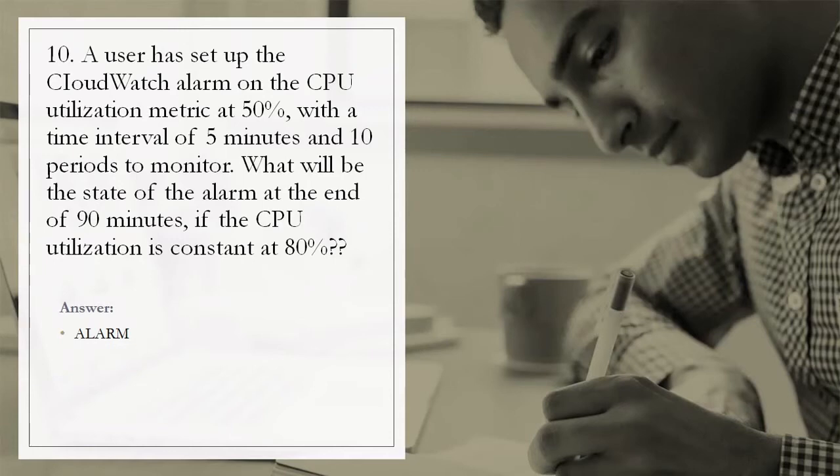Answer. It will alarm, because in this case the alarm watches a metric every 5 minutes for 10 intervals, so it needs at least 50 minutes to move to the OK state. Till then it will be in the insufficient data state. Since 90 minutes have passed and the CPU utilization is at 80% constant, the state of the alarm will be alarming.